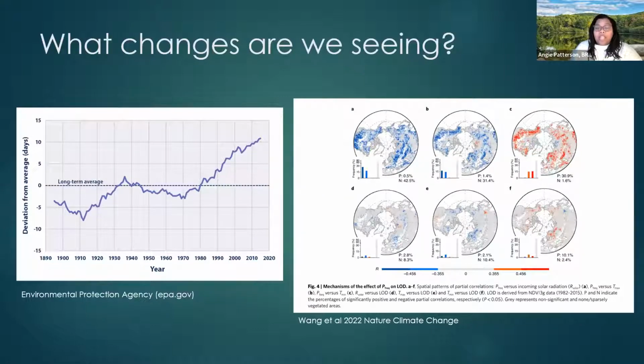The graph on the left shows the deviation of the length of the growing season, which has deviated from the average by about 12 additional days, which can have large implications for organisms that interact and depend on each other for survival.